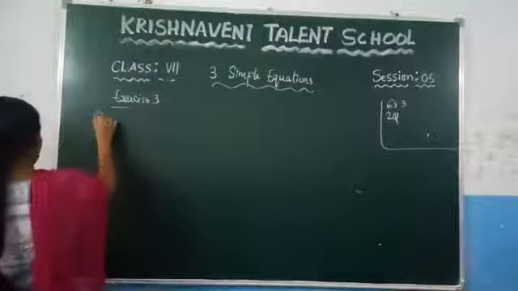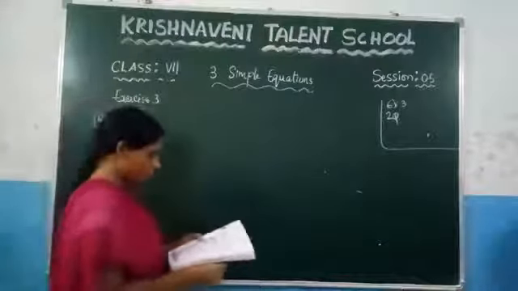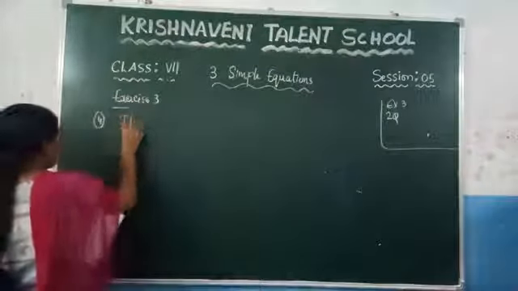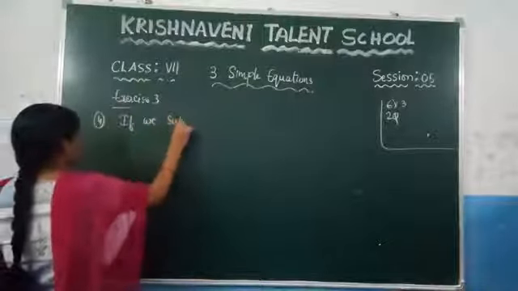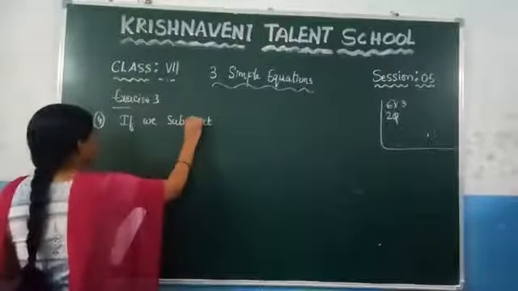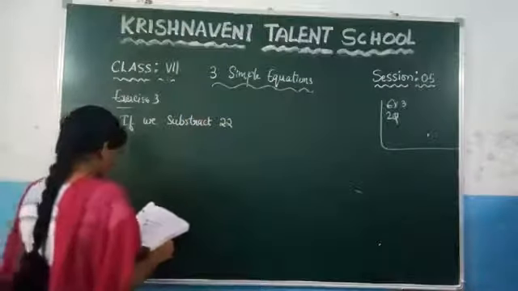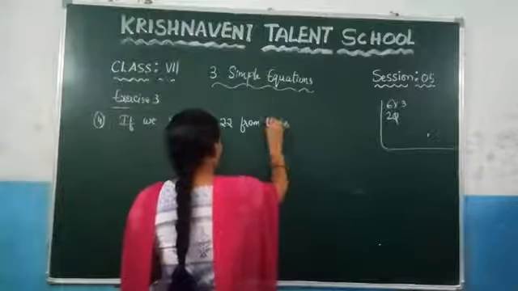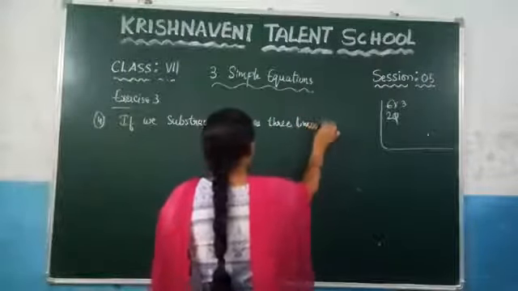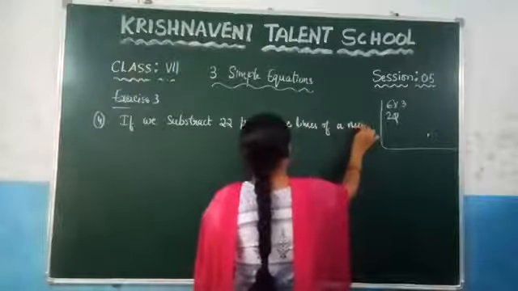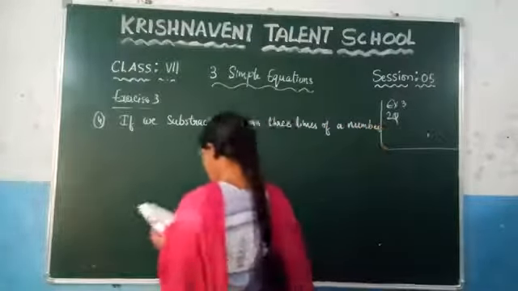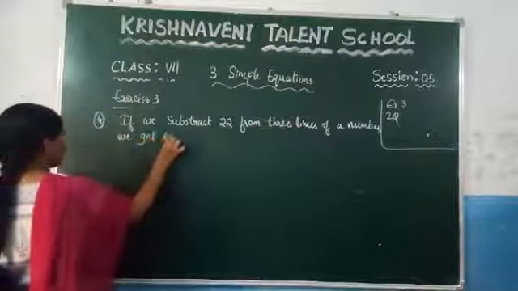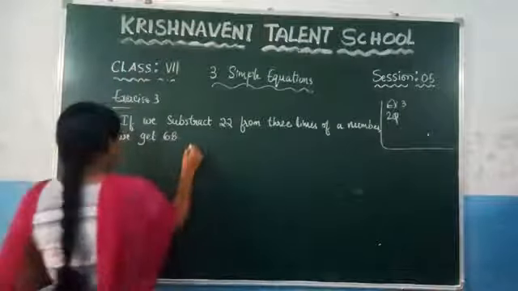So what is the fourth question given here? If we subtract 22 from 3 times of a number, we get 68. Find the number. So here, what is the next question they have given? If we subtract 22 from 3 times of a number. What is the meaning of 3 times of a number? 3 into that number. 3 times of a number. We get 68. Find the number.